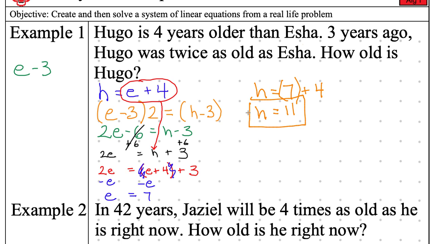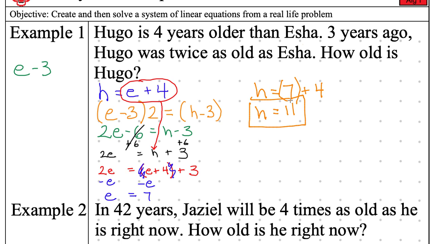All right, so reviewing the process. We set up two equations from our word problem, and then in this case we used substitution, but you could have used elimination as well to solve for one variable, and then we had to plug it back in to solve for the one that we were actually trying to find.